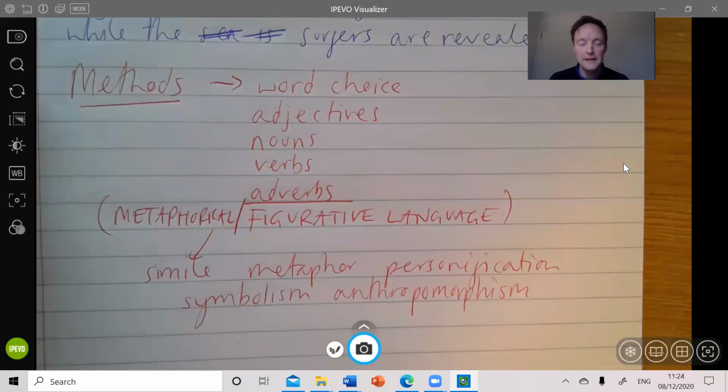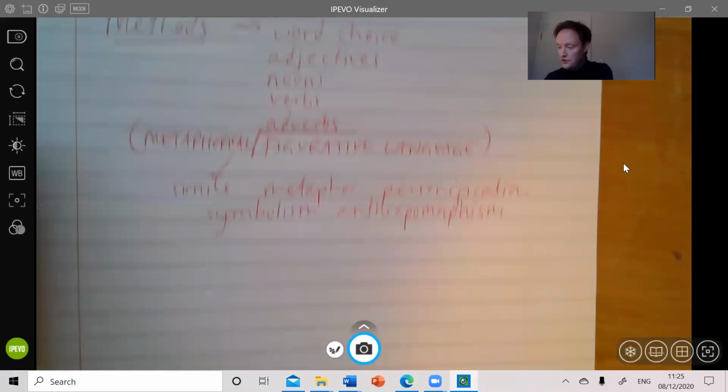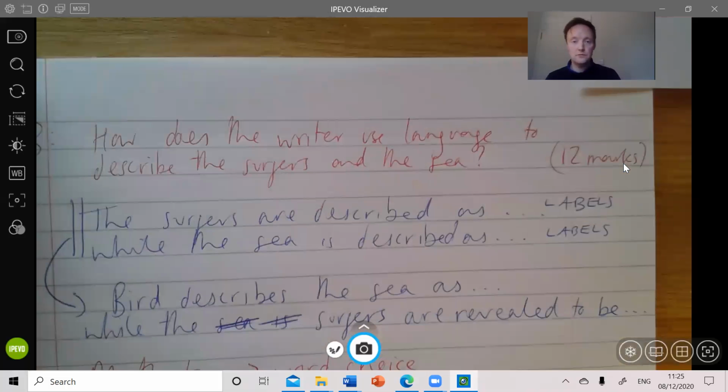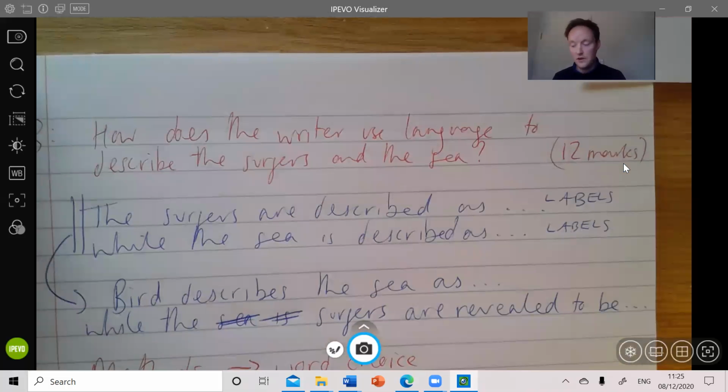because what really matters is meaning. Students who just check off a list of various techniques that they once upon a time heard of, they might get good marks, but only if they consider the meanings of the words. And that's your job. What do these words mean? What do they imply? What do they reveal? Why do we think the writer has chosen this? So the question, if I go back up to the top of the page, is how? How does the writer use language to describe the surfers and the sea? How?